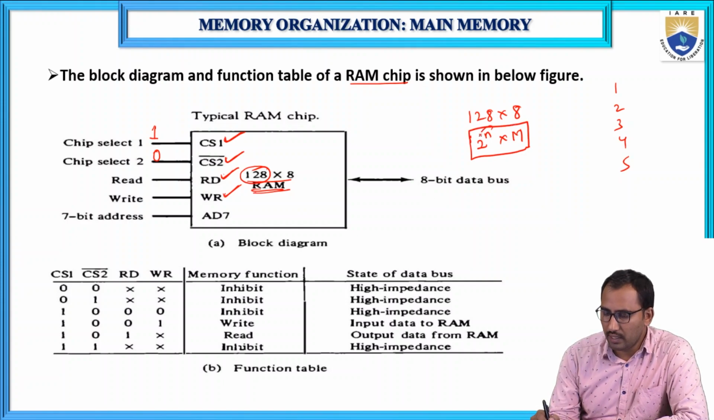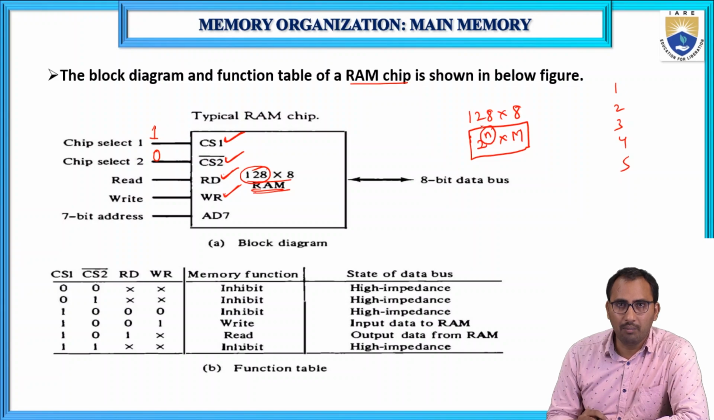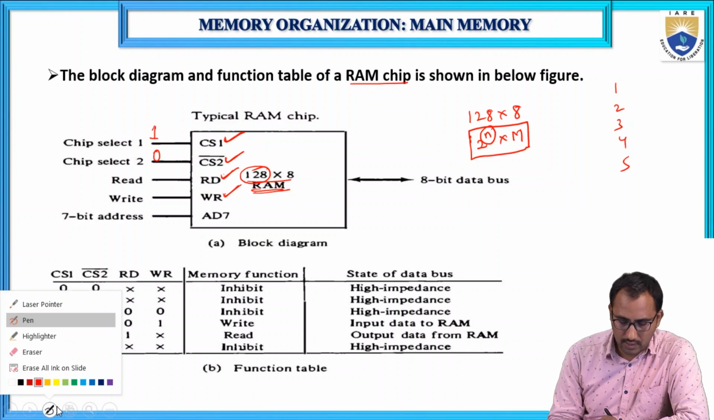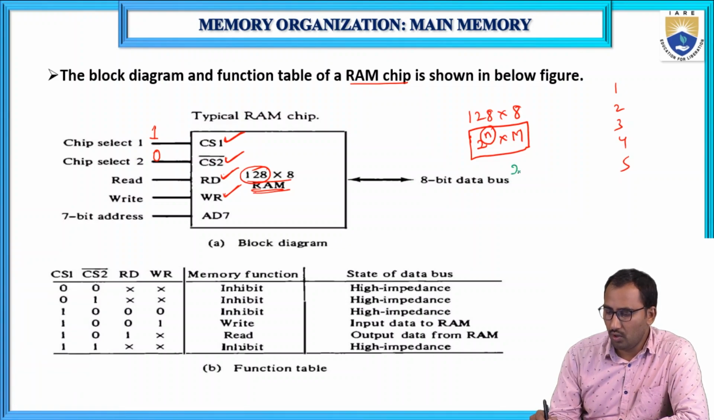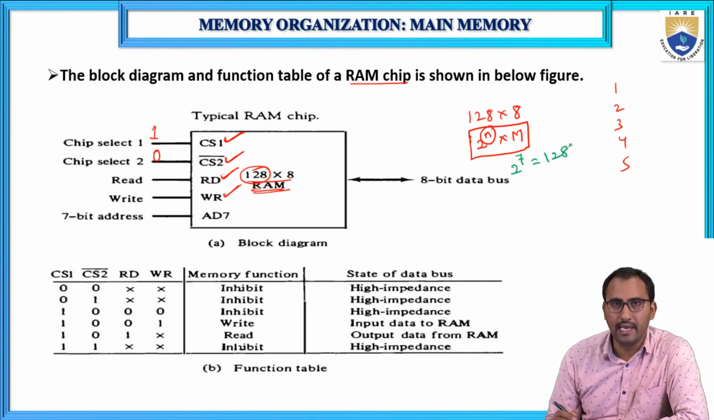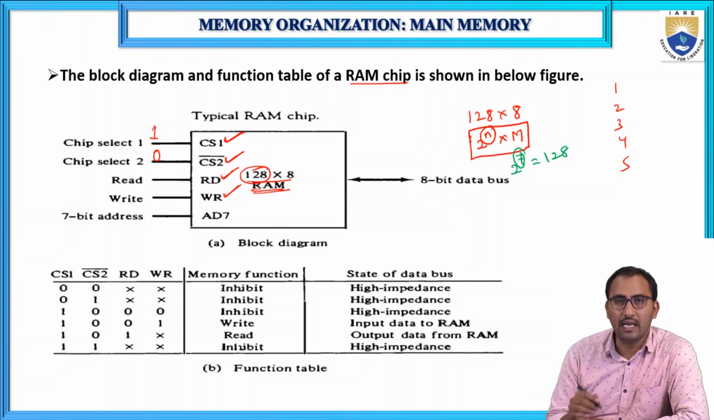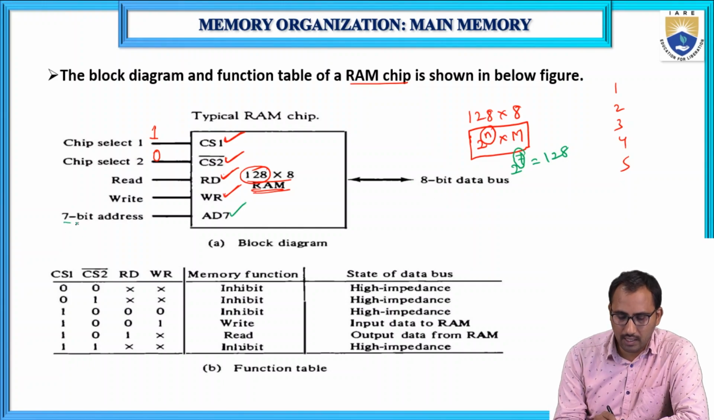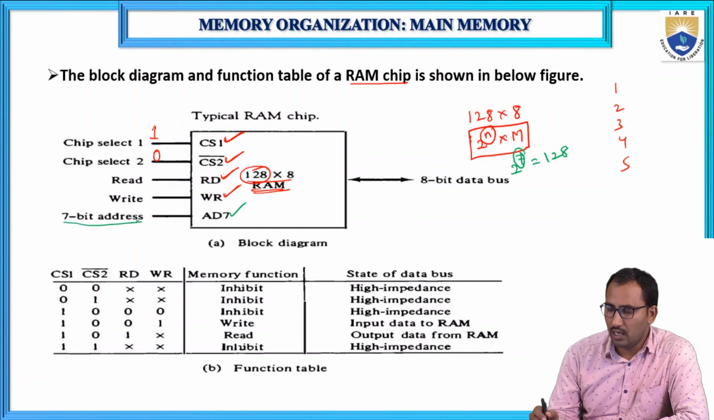So what is n here? Where n is the number of address lines. Here n is equal to 7. So 2 power 7 is equal to 128. So how many address lines are required? 7 address lines. That's why a 7-bit address. And this 8.